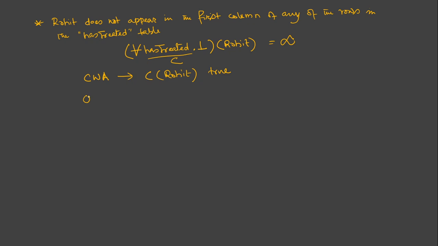Now, if we go with OWA, we cannot say that C(Rohit) is a consequence of the ABox A. So we cannot say that it is true. We just say it is not a consequence. That would be the best thing. It is not a consequence of A. Right. So that is the difference that we have.